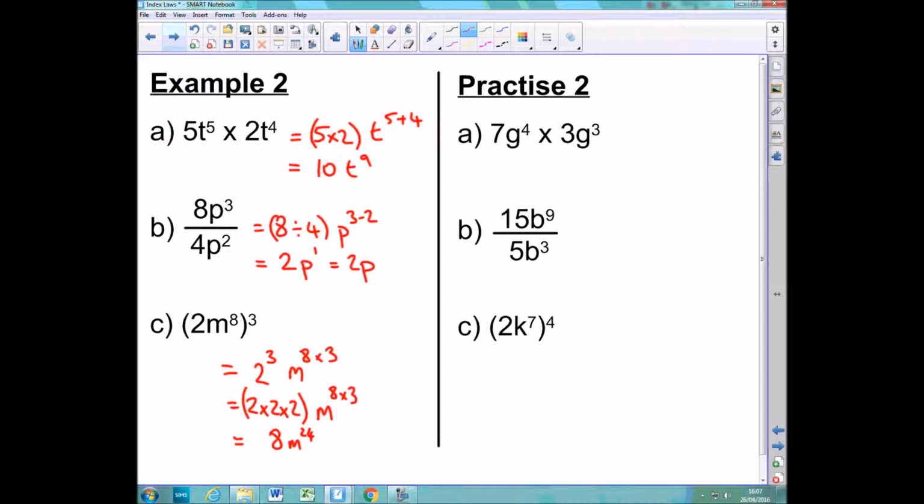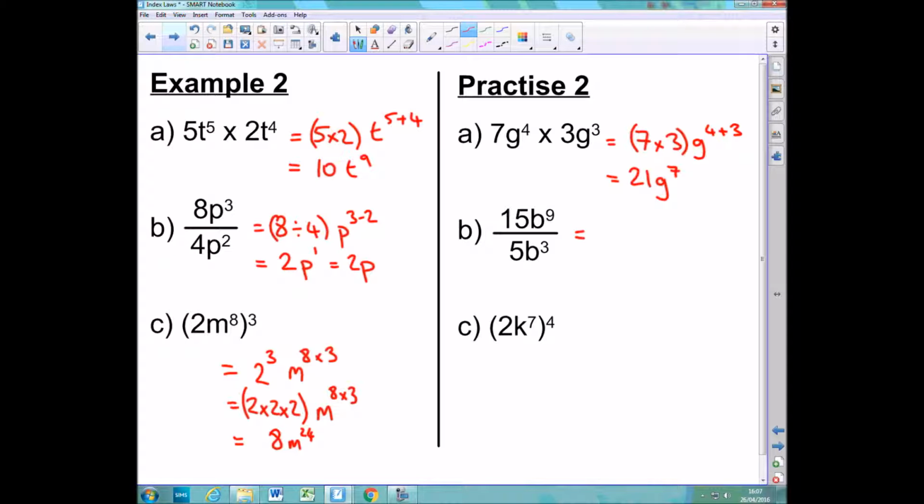Okay, so in this first question here, I have got 7 times 3. And I've also got g to the power of 4 times g to the power of 3. So I've got to add those two powers together. So 7 times 3 is 21. G, 4 plus 3 is 7. So I get 21g to the power of 7.